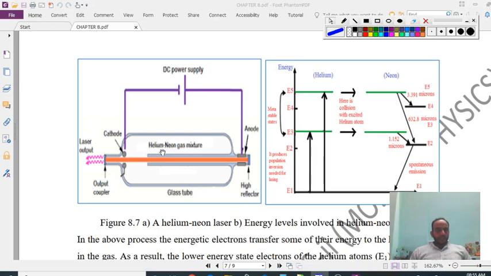These electrons strike the helium and neon gases, and the energy level diagram is shown in figure B. Helium is excited from the ground state energy level E1 to the E5 and E3 states. The E3 and E5 states are higher, metastable states.